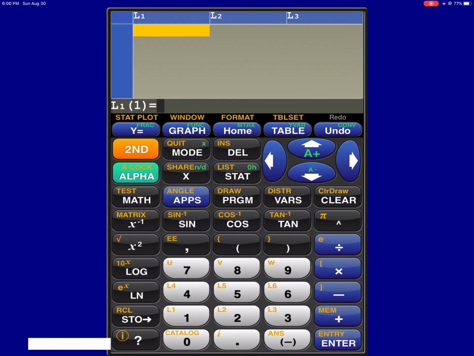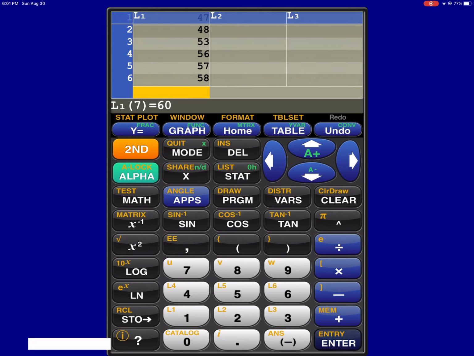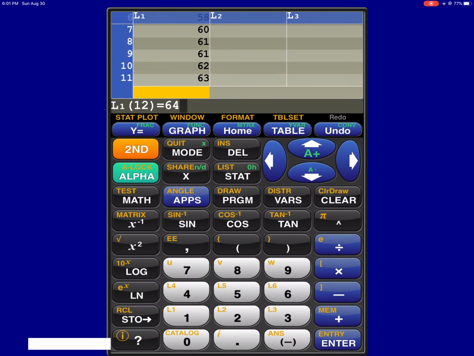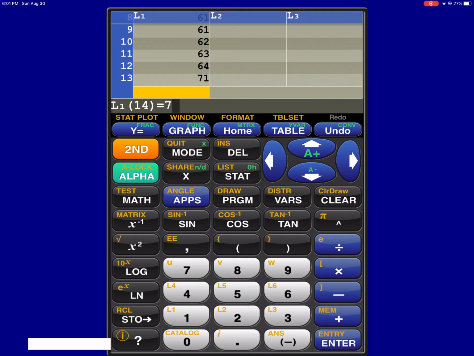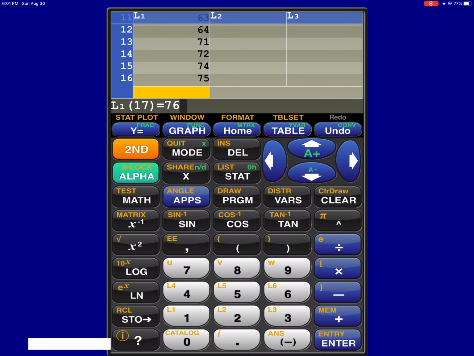So now let me go ahead and type in the numbers. In this case, 47, 48. I'm just typing them in, hitting enter. 53, 56, 57, 58, 60, 61, 61, 62, 63, 64, 71, 72, 74, 75, 76, 82, 89, 95. Physics must be hard. There's a lot of bad scores here.